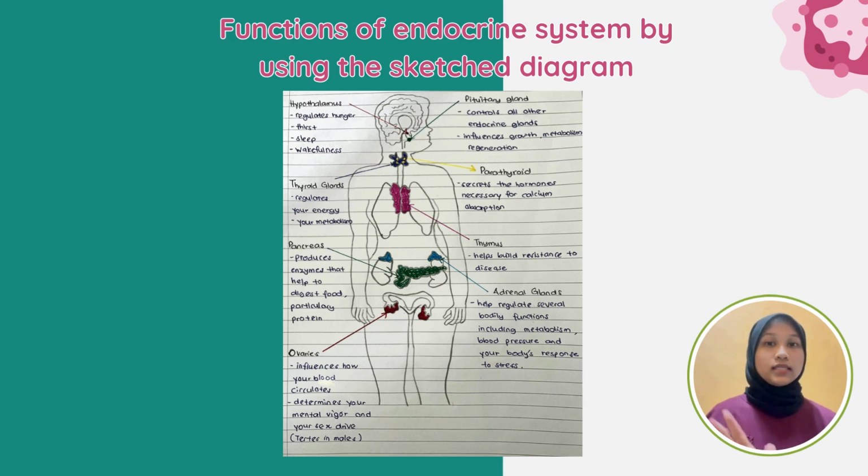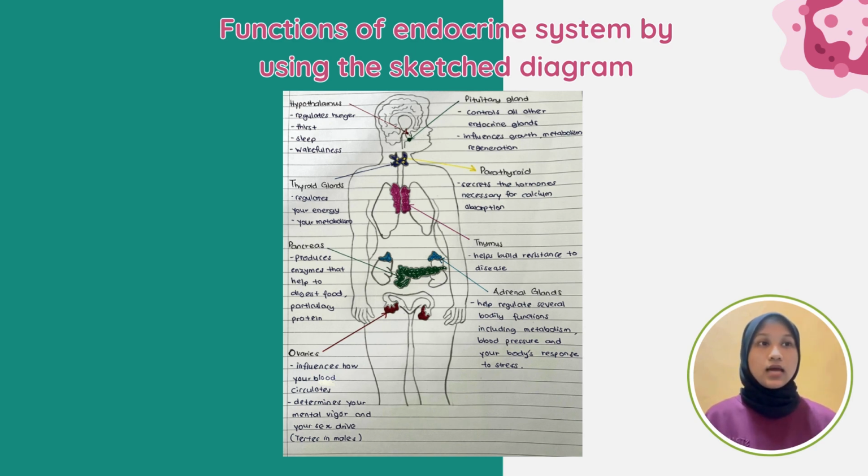Fourth is the ovaries. They influence how your blood circulates, and determine your mental vigor and your sex drive. Fifth is the pituitary gland. It controls all other endocrine glands, and influences growth, metabolism, and regeneration. Next is the parathyroid. It secretes the hormone necessary for calcium absorption.